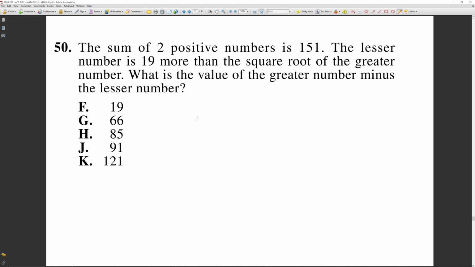What is the value of the greater number minus the lesser number? Okay, this one's a little bit more involved. I'll assume anywhere between 1 to 3 minutes to do this problem. So what we need to do here is actually write this out. So 19 more than the square root of the greater number.